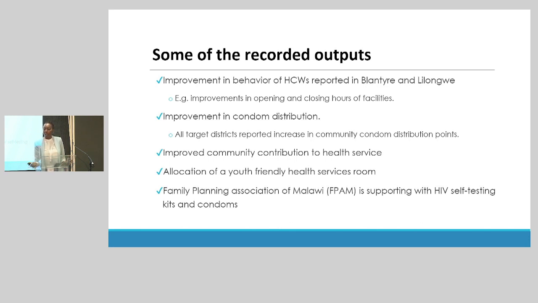We have seen some condom distribution points being increased in the communities, youth-friendly health service rooms being allocated for the youth, and even some partners coming in to assist where there were some gaps, like we have seen FIPAM coming in to help with self-testing kits and condoms. Just to mention that these scorecard sessions, because we're also targeting institutions of higher learning, we're also doing this within the institutions. So that same process is also taken on board and followed through. So where the partners are also coming in also helps a lot.